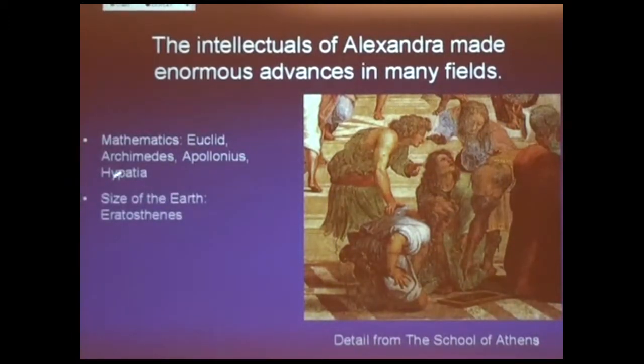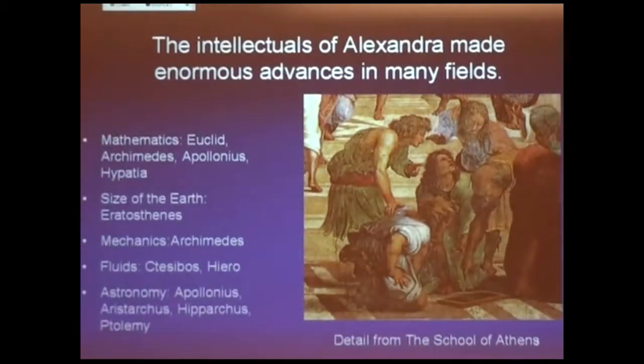And one of the major advances that I'm going to talk about now is the size of the Earth. That was achieved by Eratosthenes, who, by the way, was a librarian at the Library of Alexandria. And then a major advance in mathematics and mechanics took place by Archimedes, and then fluids by Hero, and so on. And astronomy, this will be chapters 5 and 6, were Ptolemy and Apollonius, and so on. So we'll come back later to that.